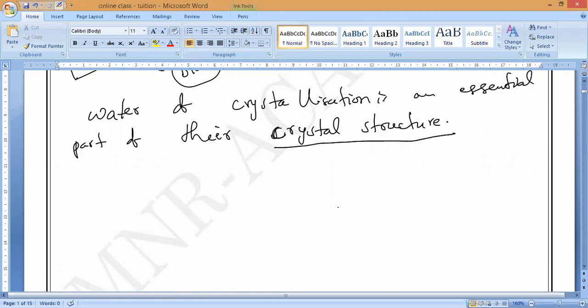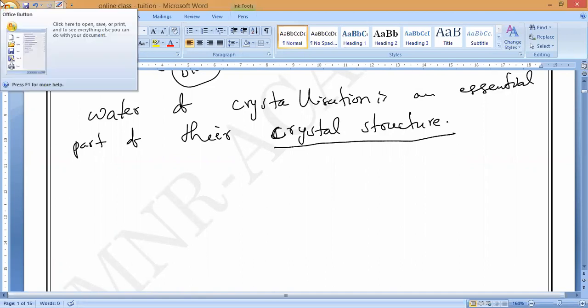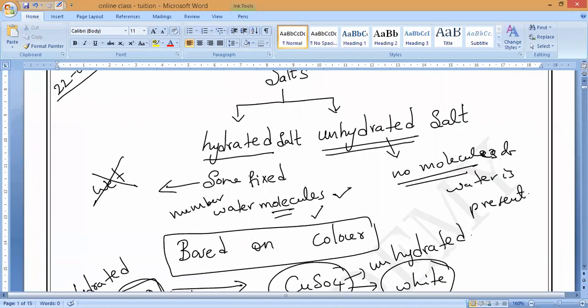Is it okay, guys? Please respond. Understand? Now, the salts which contain water of crystallization, what are they called? Hydrated salts, remember. Whatever salts contain water of crystallization are called hydrated salts. Every hydrated salt has a fixed number of molecules of water of crystallization in one formula unit.